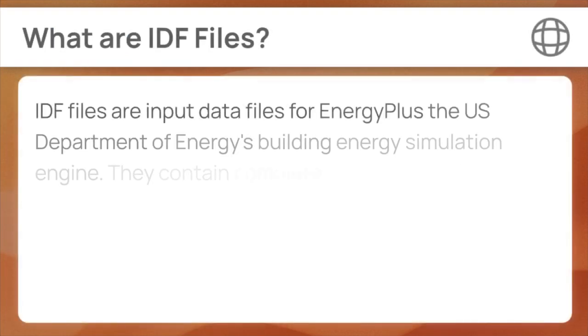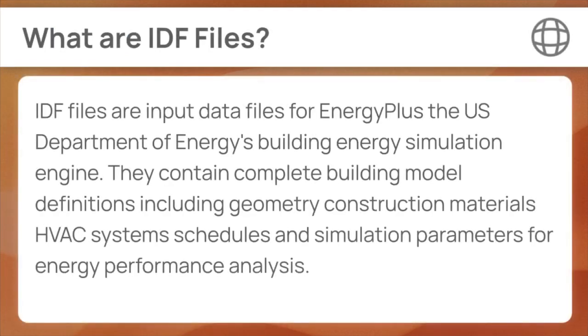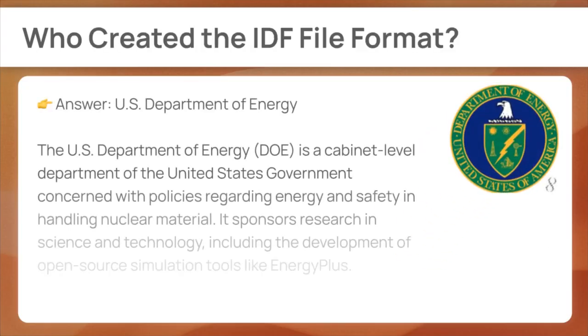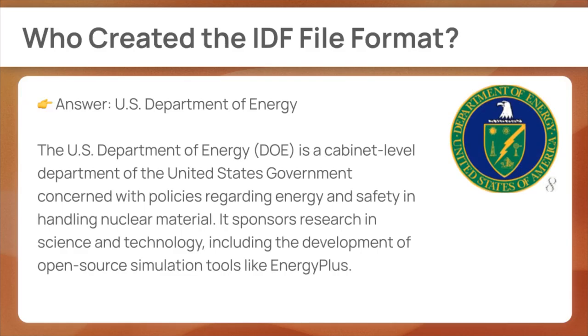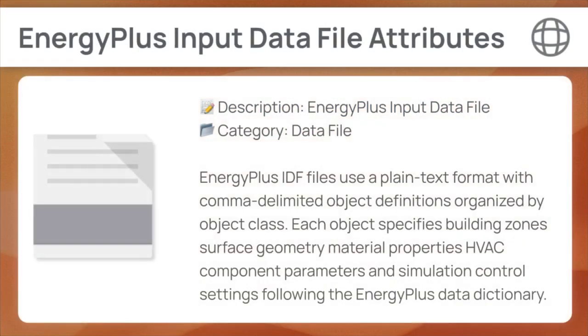IDF files are input data files for EnergyPlus, the U.S. Department of Energy's building energy simulation engine. They contain complete building model definitions, including geometry, construction materials, HVAC systems, schedules, and simulation parameters for energy performance analysis. EnergyPlus IDF files use a plain text format, with comma-delimited object definitions organized by object class. Each object specifies building zones, surface geometry, material properties, HVAC component parameters, and simulation control settings, following the EnergyPlus data dictionary.